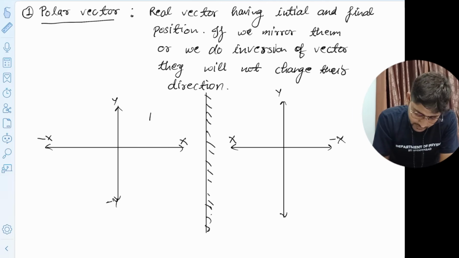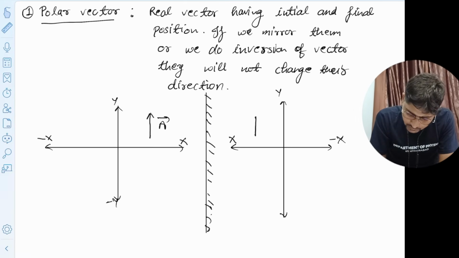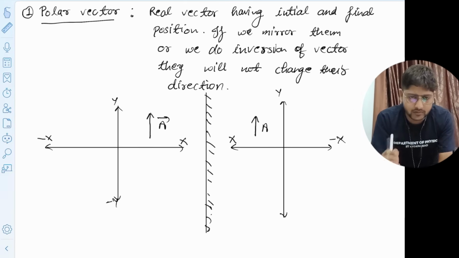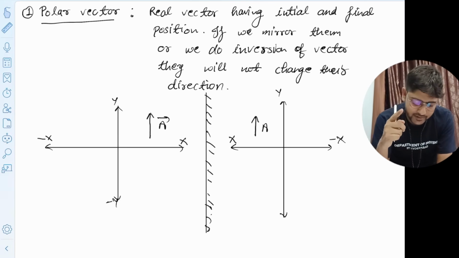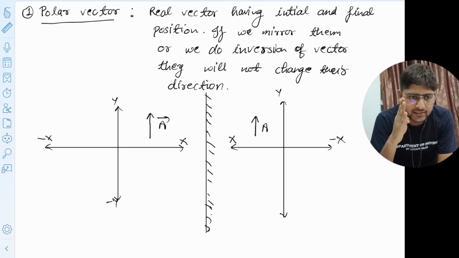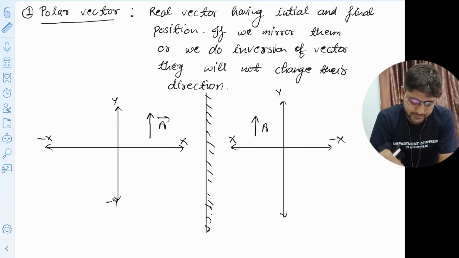So if we make one vector here, suppose it is vector A, when you mirror it, it will come here like this. In the mirror, the direction is the same towards the y-axis. Here the direction of vector A is upside, meaning y-axis direction. So when we mirror it, the direction does not change.